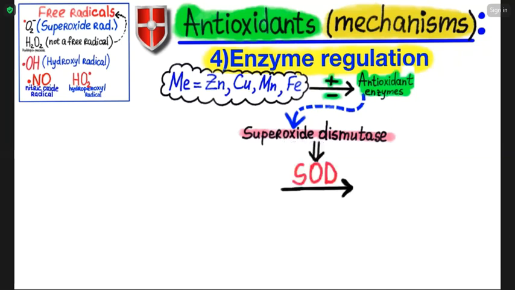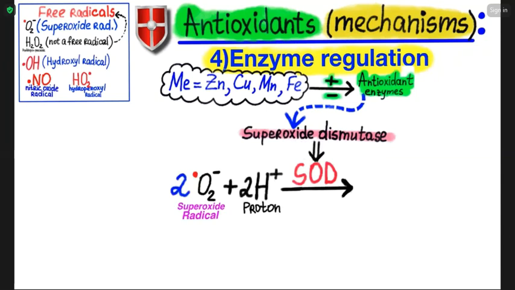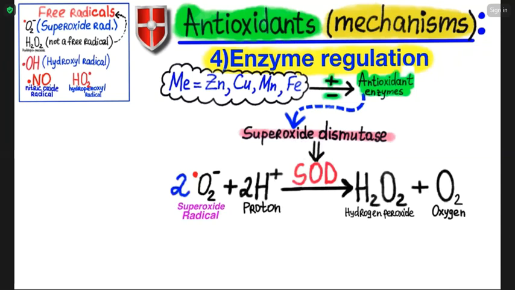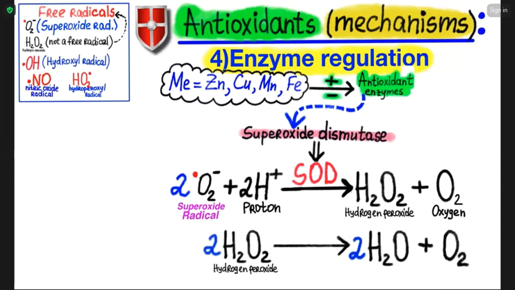Superoxide dismutase catalyzes the following reaction. 2 superoxide radicals react with 2 protons to produce 1 molecule of hydrogen peroxide and 1 molecule of oxygen. Hydrogen peroxide is a reactive oxygen species. Still, it is less reactive than the superoxide radical and can be further broken down into harmless water and oxygen by other antioxidant enzymes, such as catalase and glutathione peroxidase.